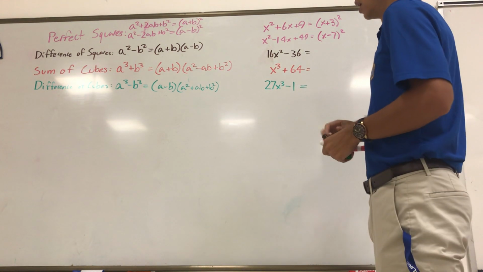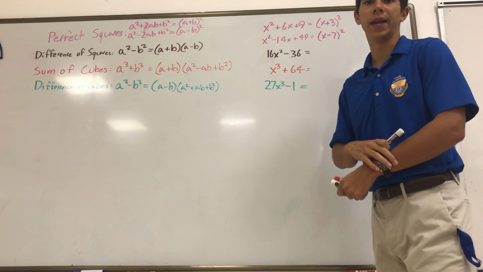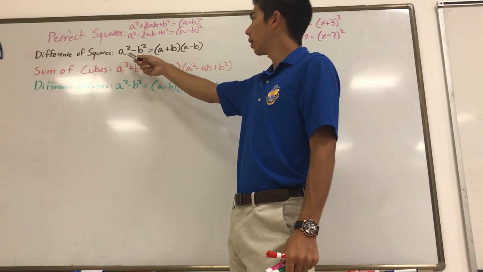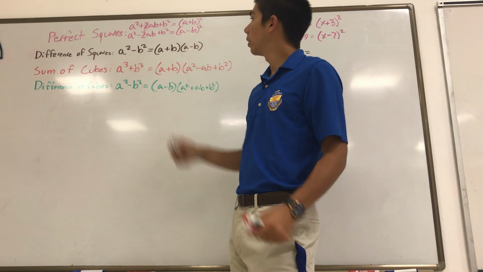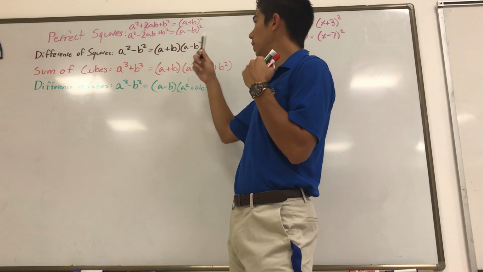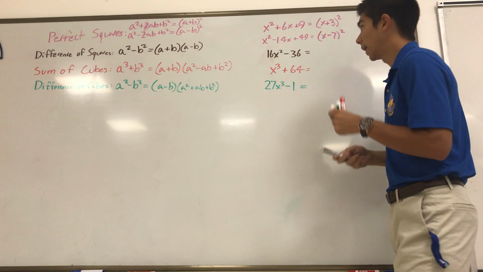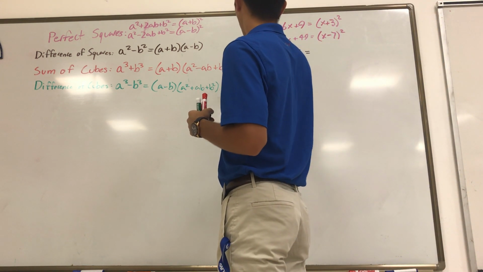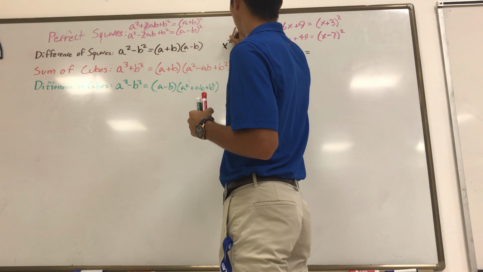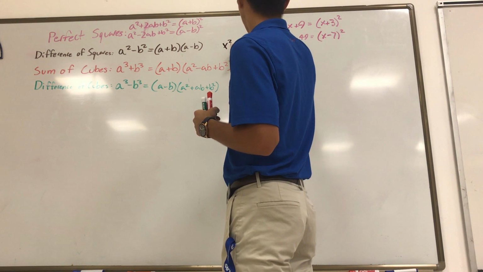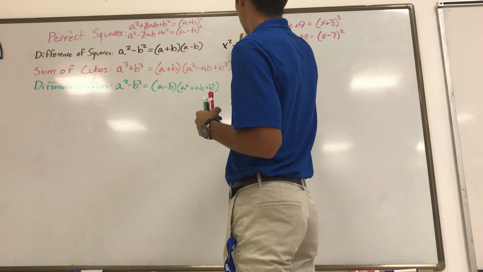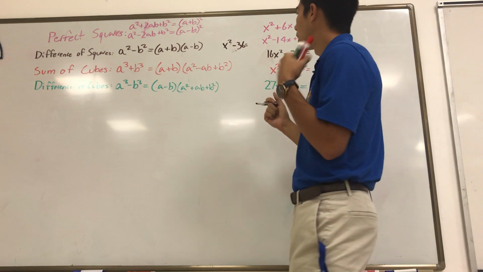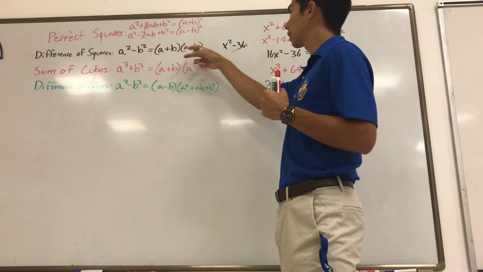Just a quick overview. Difference of squares, you guys might not know by name, but I'm pretty sure you guys have done it before too. That tells me if I have a squared minus another square, b squared, then my factoring is going to be (a plus b)(a minus b). A normal example would be x squared minus 36. That means that I have a positive 6 and a negative 6 as my factors. So I would get (x plus 6)(x minus 6).